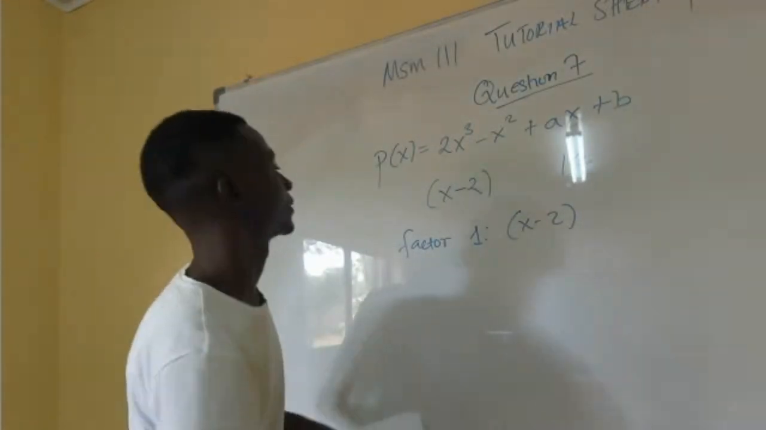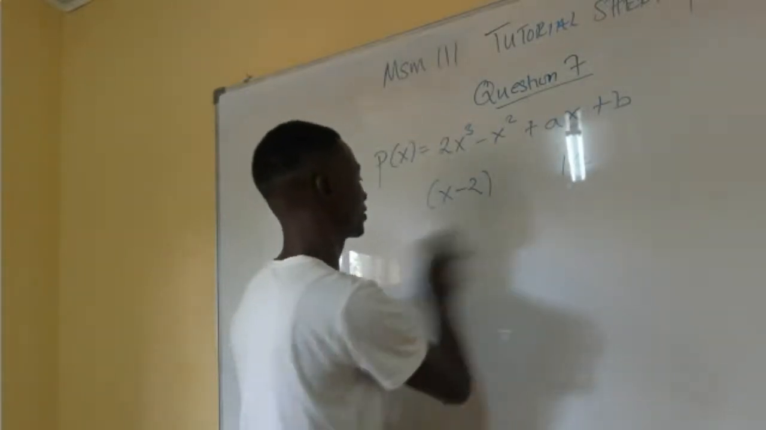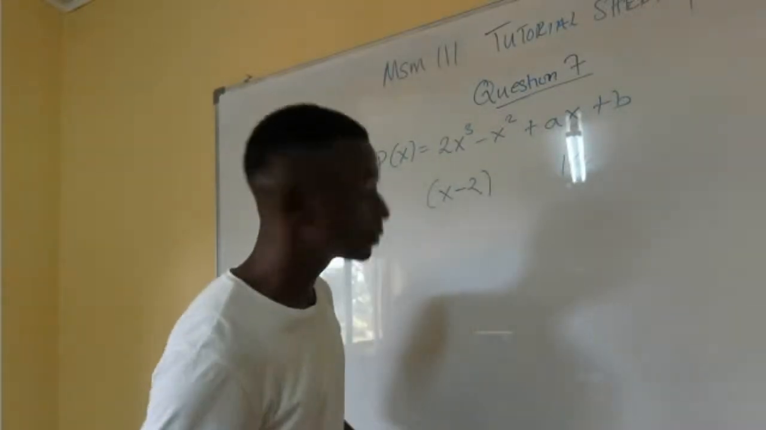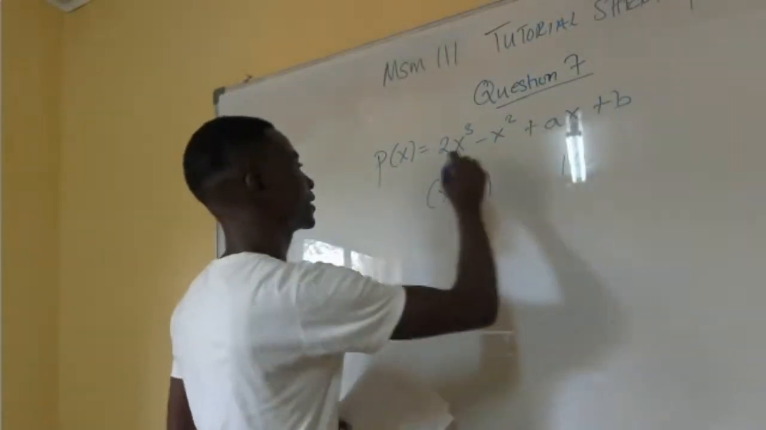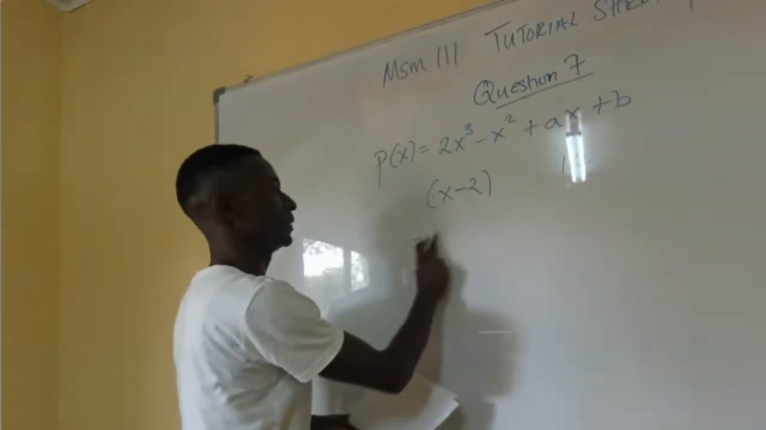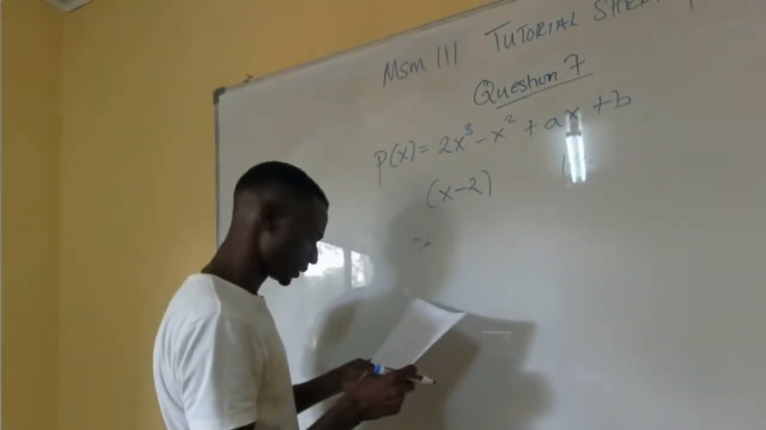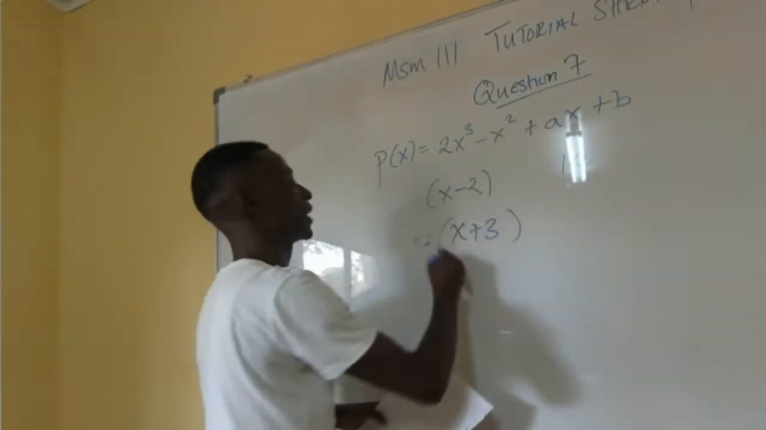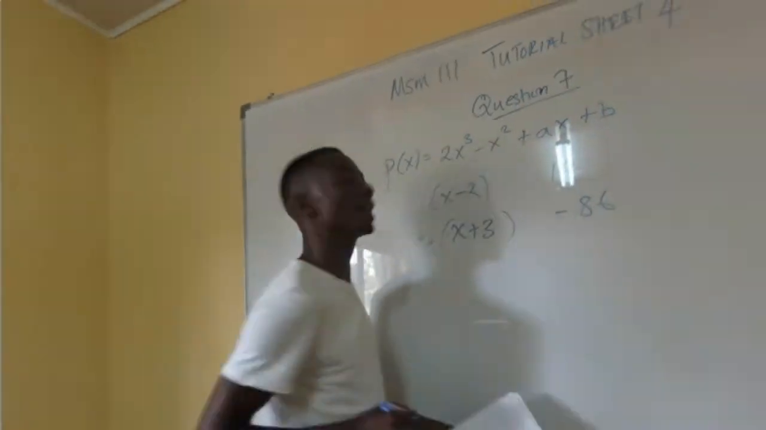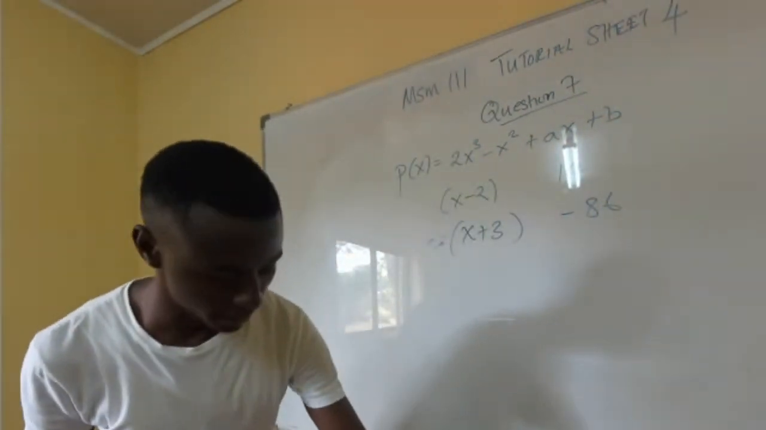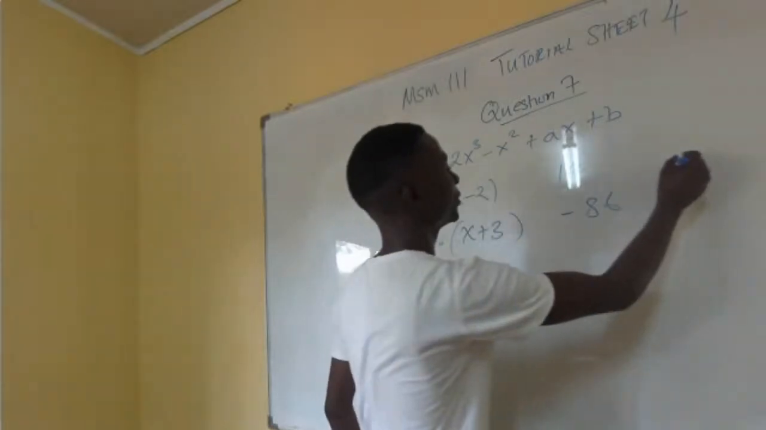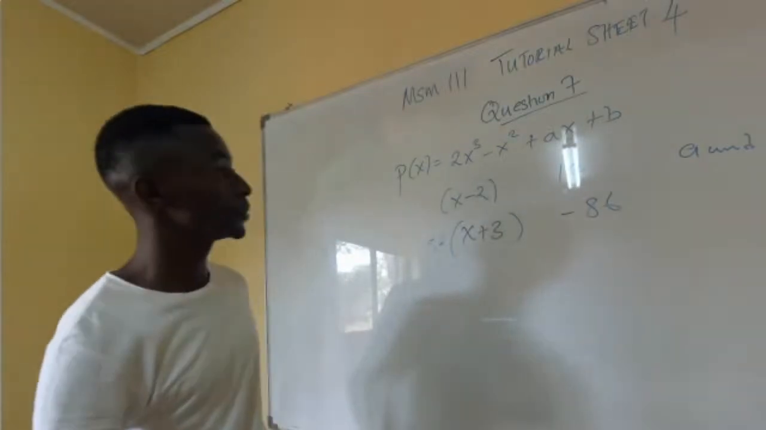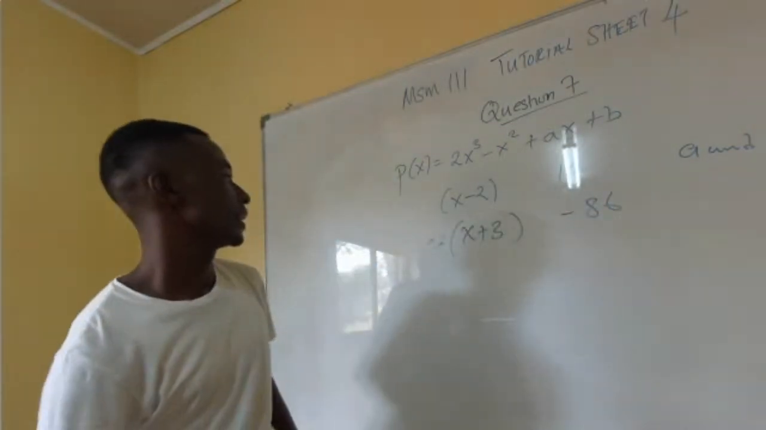Okay. So now let's do this before we proceed. If this polynomial is divided by that, we are having that remainder. And again, we have another factor. So if the same polynomial is divided by x plus 3, we are having negative 86 as our remainder. So now the question is, find the value of A and B.